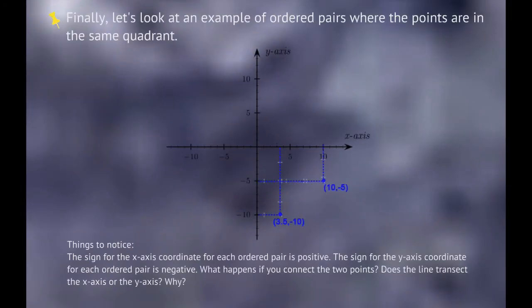Finally, let's look at an example of ordered pairs where the points are in the same quadrant. Things to notice: the sign for the x-axis coordinate for each ordered pair is positive. The sign for the y-axis coordinate for each ordered pair is negative. What happens if you connect the 2 points? Does the line transect the x-axis or the y-axis? Y.